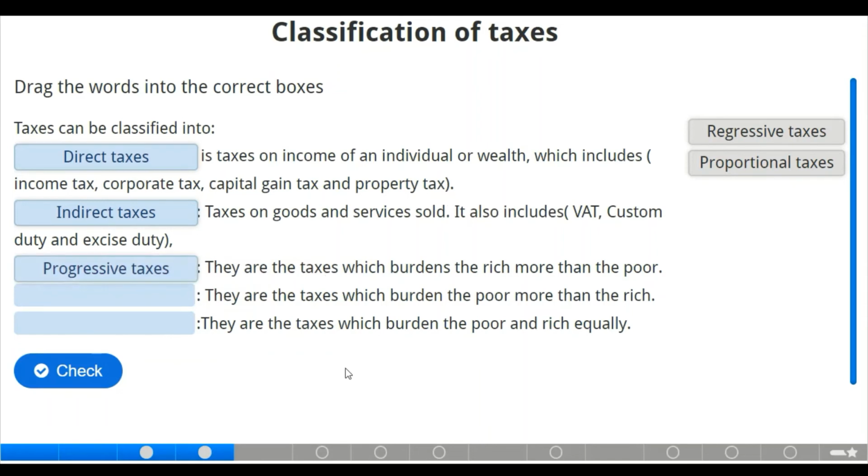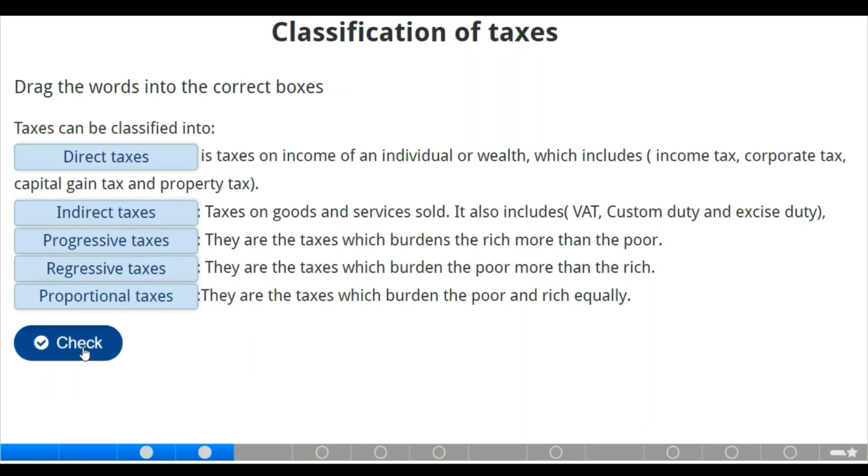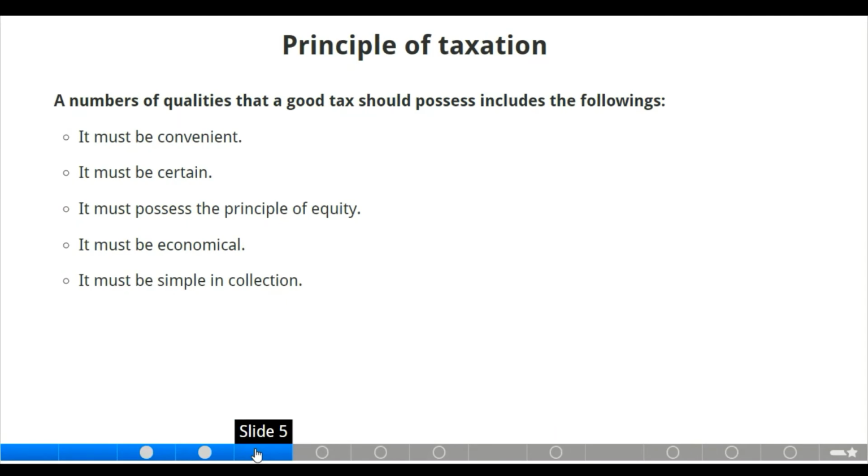And we also have the taxes which burden the poor more than the rich. Those taxes are known as regressive taxes. And the taxes which burden the poor and rich equally are known as what? Proportional taxes. Now let us check. Good, we are good to go. Let us move to the next slide.